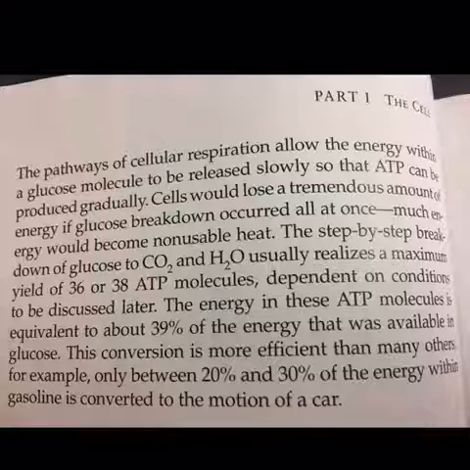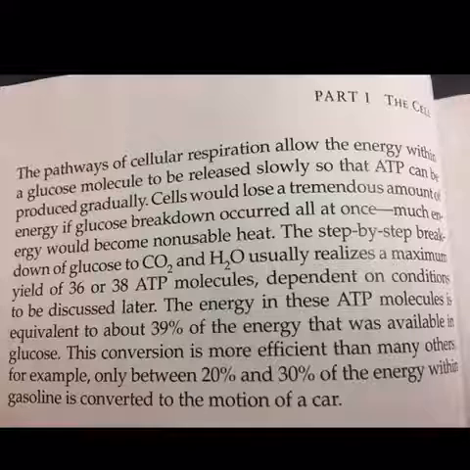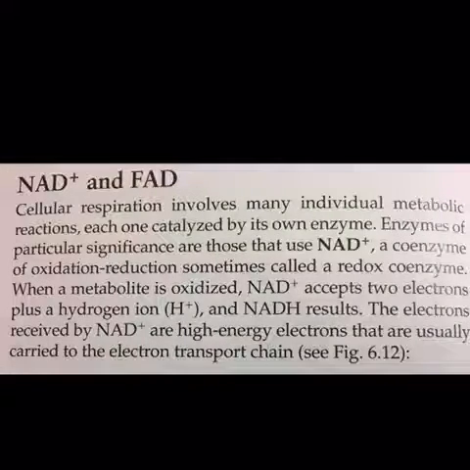The step-by-step breakdown of glucose to carbon dioxide and water usually realizes a maximum yield of 36 to 38 ATP molecules. Dependent on conditions to be discussed later, the energy in these ATP molecules is equivalent to about 39% of the energy that was available in glucose. This conversion is more efficient than many others. For example, only between 20% and 30% of the energy within gasoline is converted to the motion of a car.